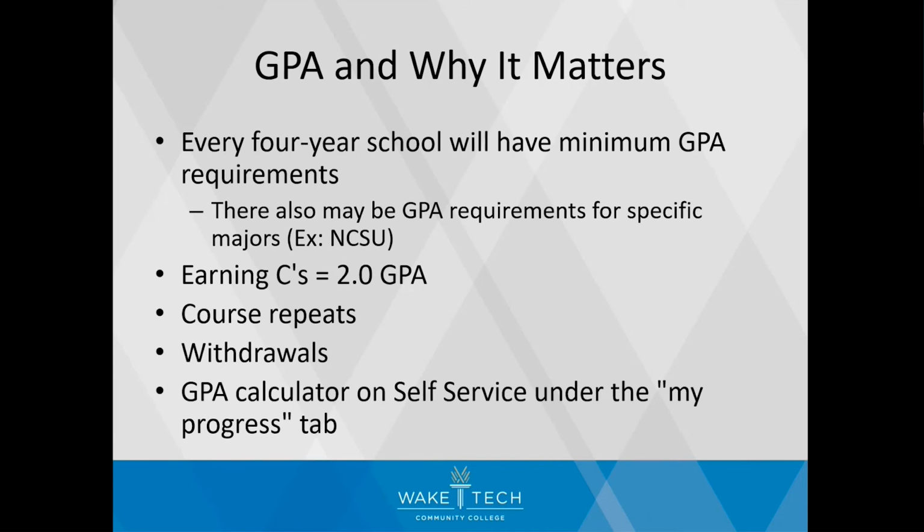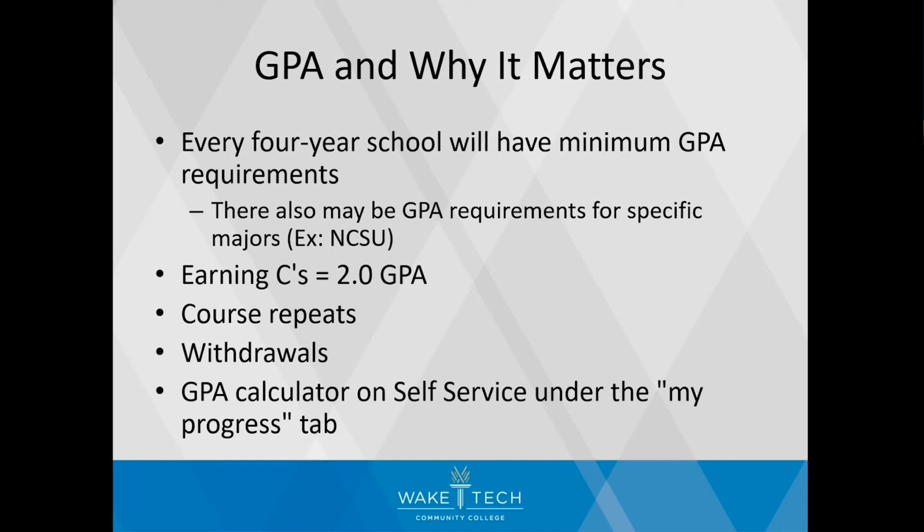So GPA and why it matters. Every 4-year institution is going to have that minimum GPA requirement, like I said before. There are also going to be requirements specific to the majors, like I also said before. So basically, what you want to do is make sure the institution you're trying to transfer to or that you're considering, you go to their website, you look up the major, and you look up those requirements so you know exactly what you need to have completed prior to applying.